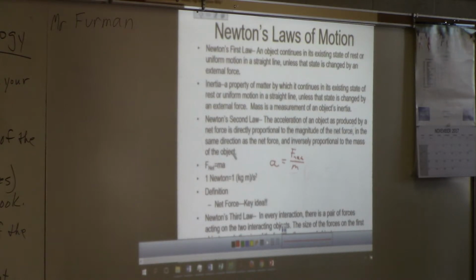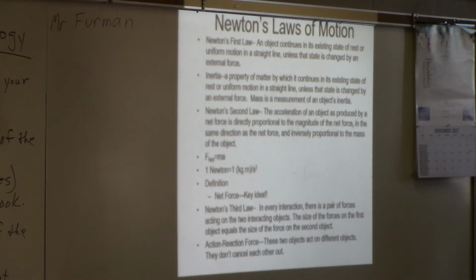It really helps you to collect and organize your thoughts. You've got to be able to draw an accurate free body diagram. The whole problem often becomes very, very clear if you have an accurate free body diagram.